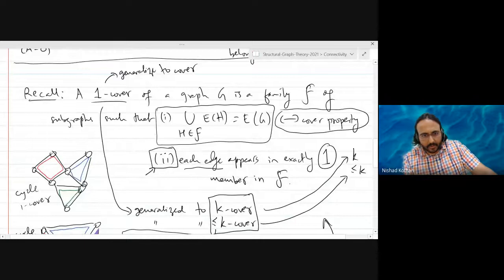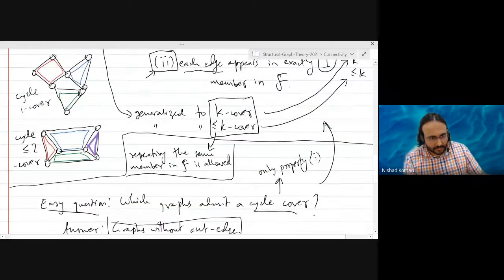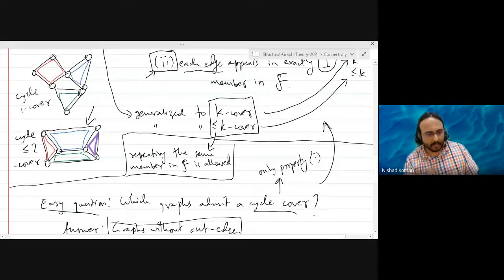So you might recall the cycle double cover conjecture. Just to give you an example, here is a graph, one of my favorite graphs that I keep drawing throughout the course. And what you see here is a cycle double cover. Don't worry what I've written on the left. But basically, you have a bunch of cycles, and every edge appears in exactly two of those cycles.